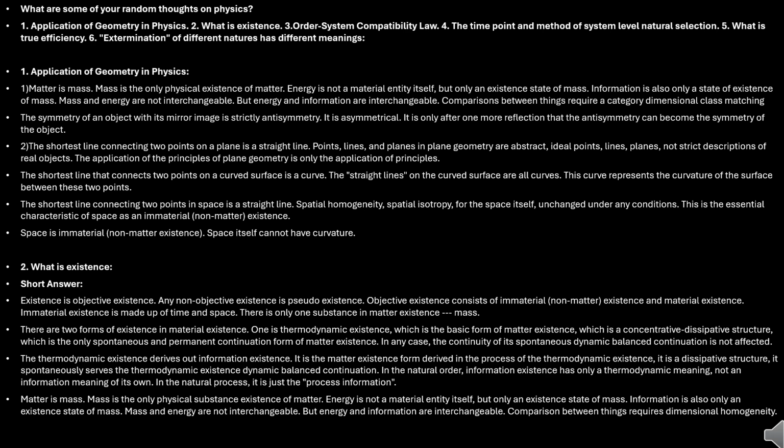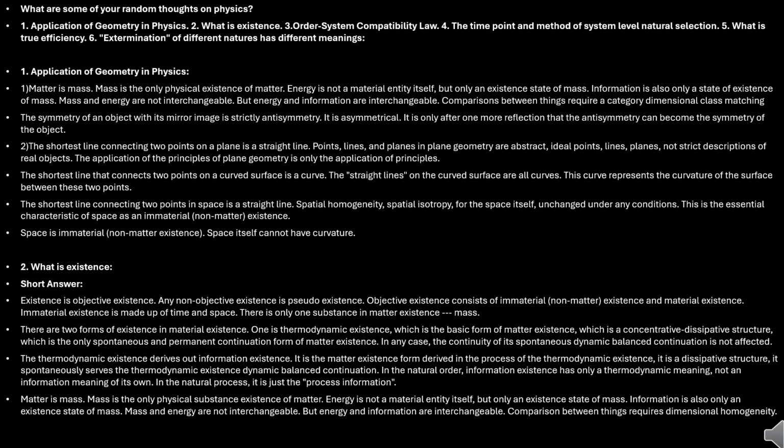Comparisons between things require a category-dimensional class matching. The symmetry of an object with its mirror image is strictly antisymmetry. It is asymmetrical. It is only after one more reflection that the antisymmetry can become the symmetry of the object.